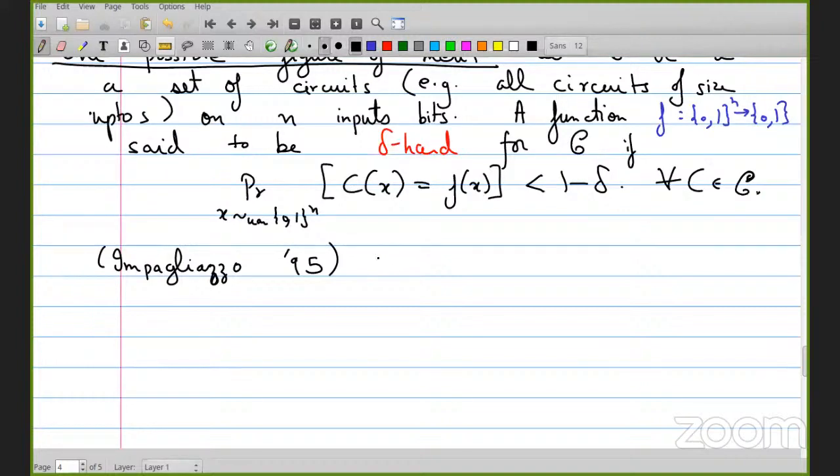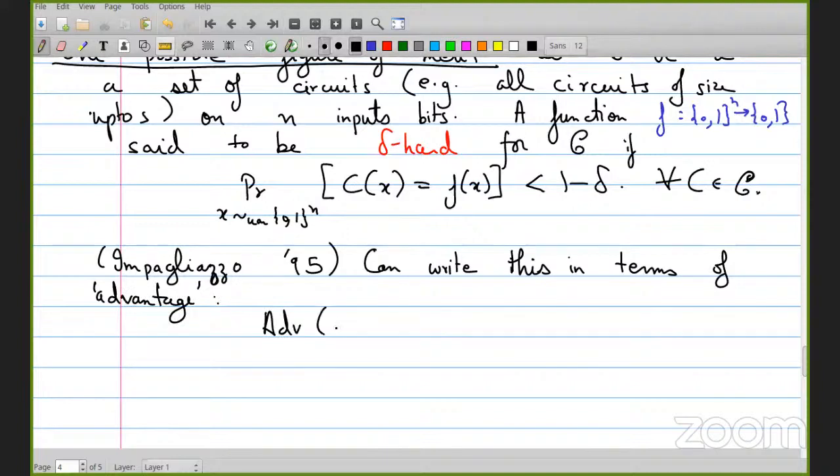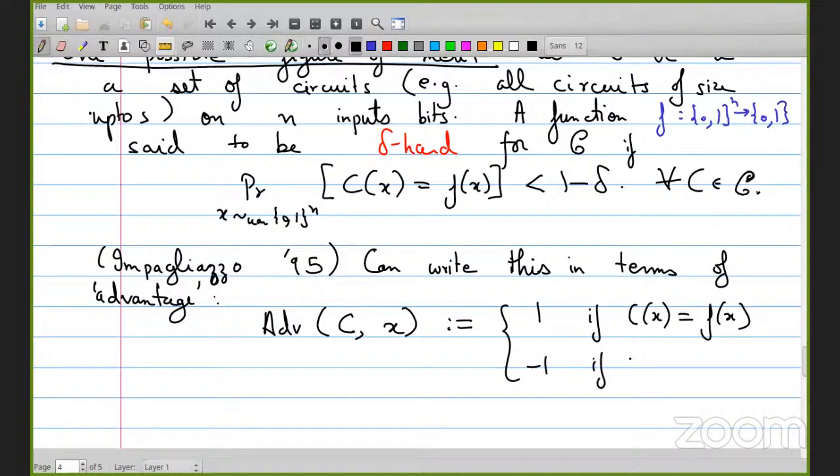So what we use is we can write this in terms of advantage, which tends to be a little bit easier. So what is the advantage? The advantage of a circuit C on x is defined to be 1 if C(x) is equal to F(x), and minus 1 if C(x) is not equal to F(x). Okay.